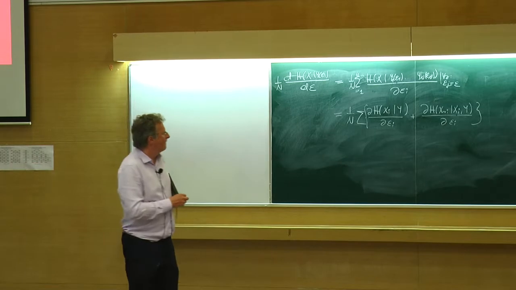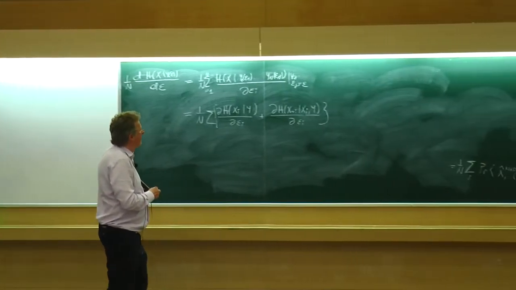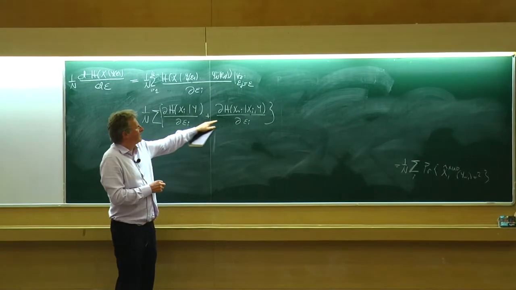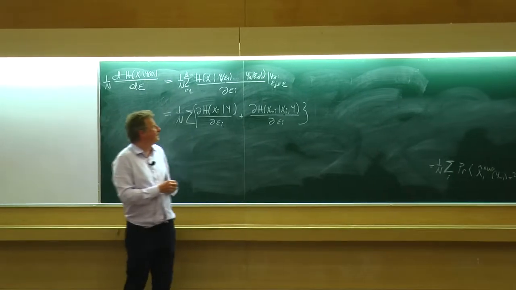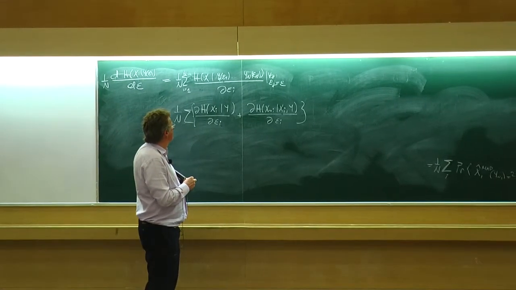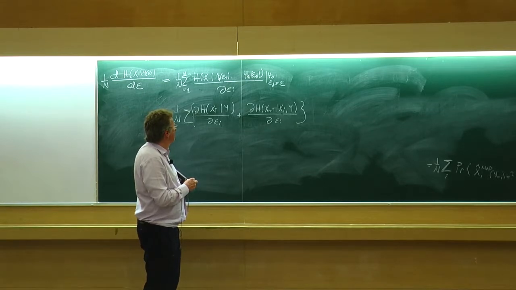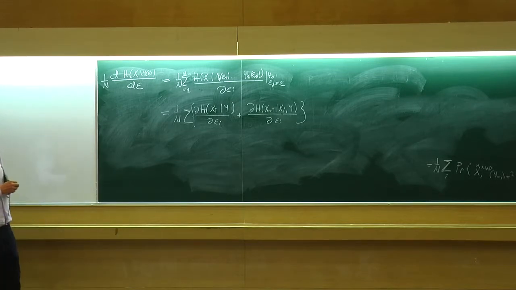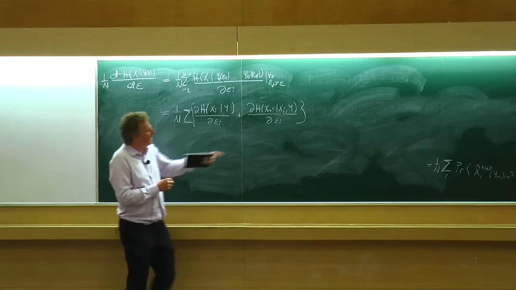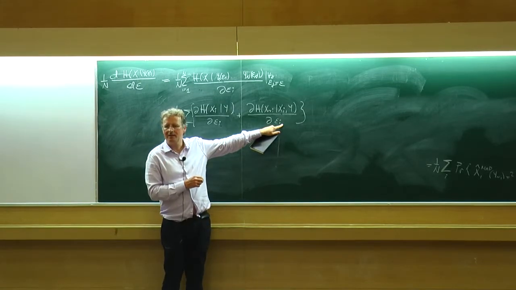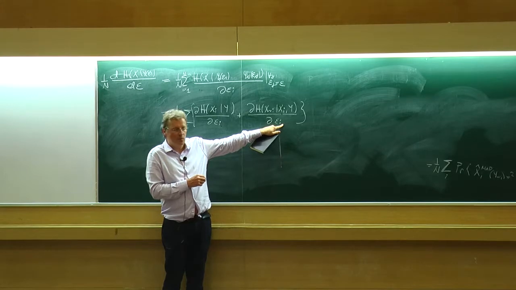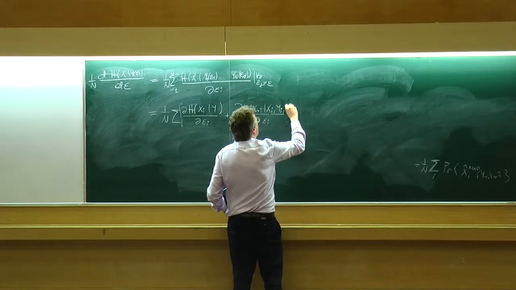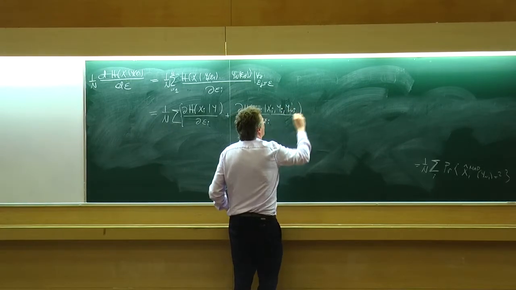Sorry? You're talking about this one or this one? Okay. What about this term here? What is the only dependence on epsilon_i here? y_i. So maybe more explicitly, we could have written here y_i.